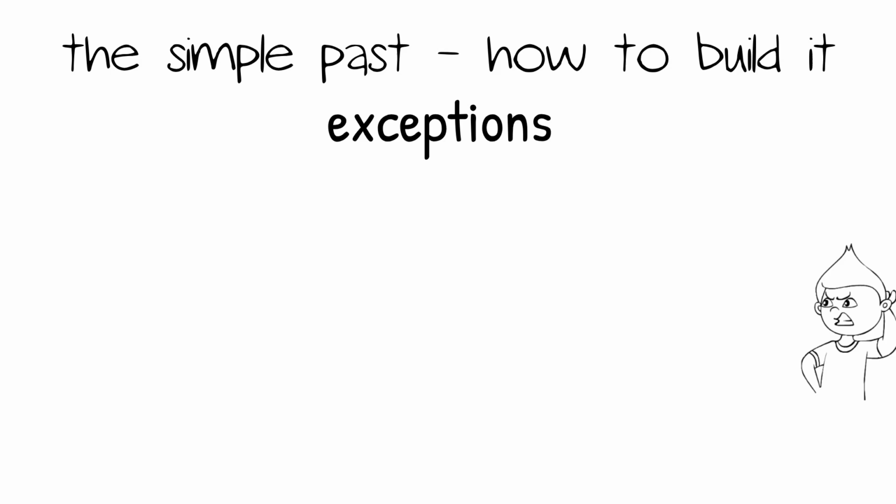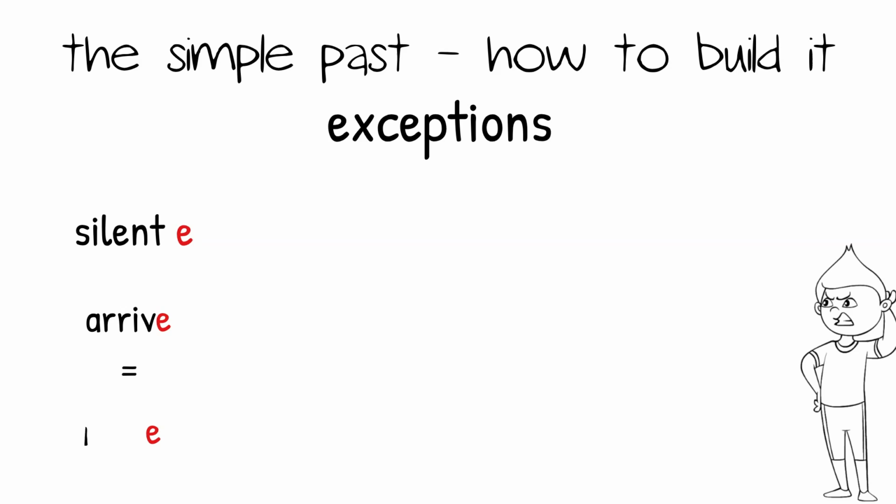However, there are some additional rules. Number 1. A silent E at the end of a verb is left out. Arrive, for example, where you don't hear the E, becomes arrived in the simple past. There are no two E's.